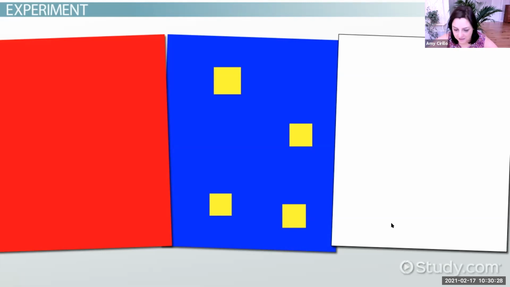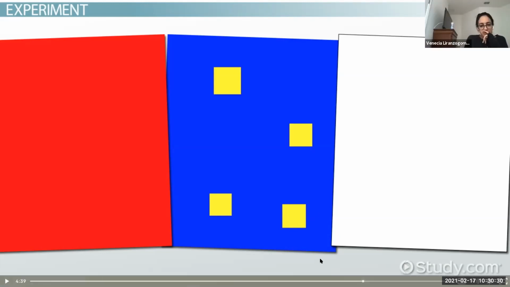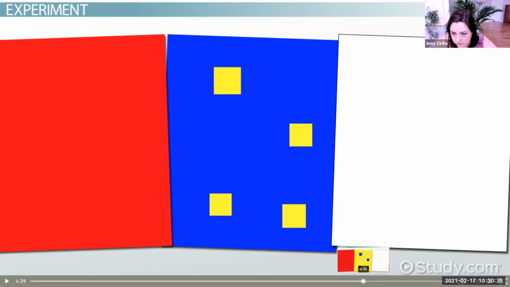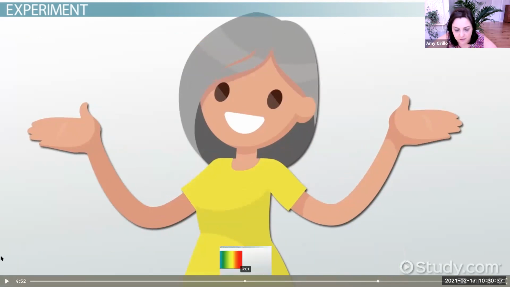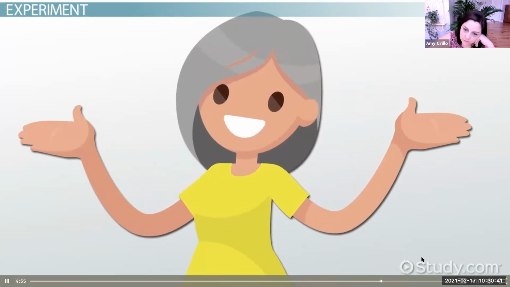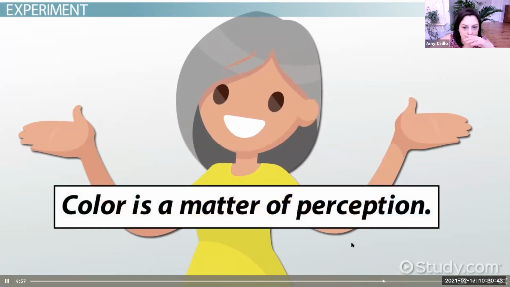She just talks about a bunch of experiments you can do. Then look away and watch them all reverse. Color is a matter of perception, and the opponent process theory helps us understand how that works.